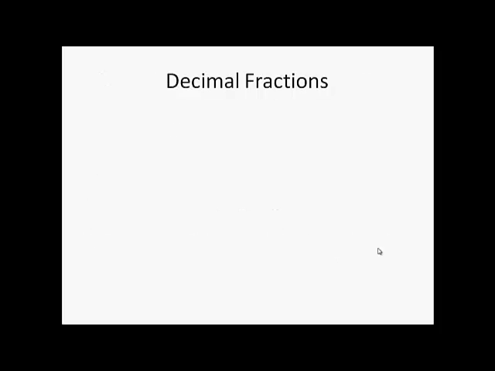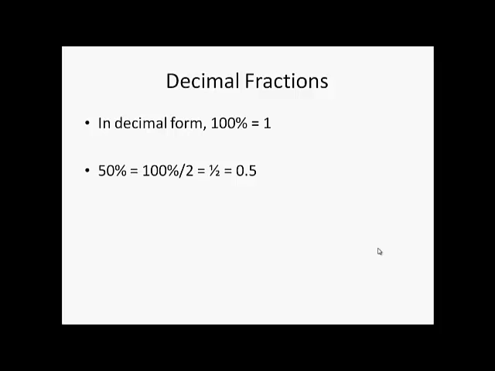Now, we can also have decimal fractions and percentages. So in decimal form, 100% is equivalent to 1. 50%, which is 100% divided by 2, can be written as 1 divided by 2 or 0.5. 25% is 100% divided by 4, which is the equivalent of 1 by 4 or 0.25.